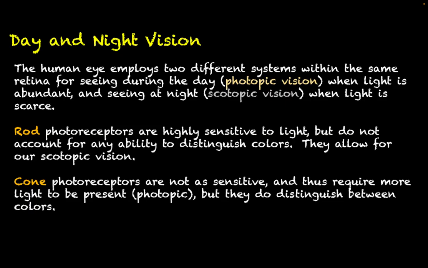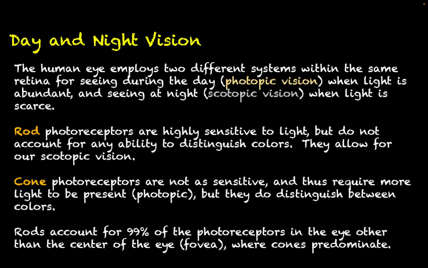Cone photoreceptors are not nearly as sensitive as rod photoreceptors, and thus they do require more light to be present, so they're really only going to work for your photopic vision, but they do allow us to distinguish colors, and they do account for our clearest, crispest images that we are able to see.